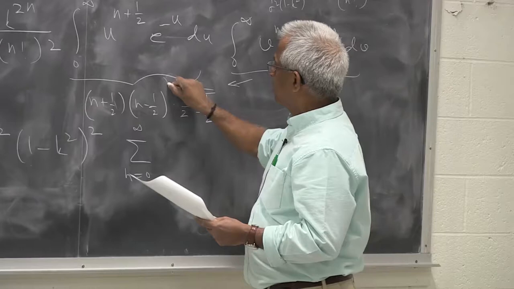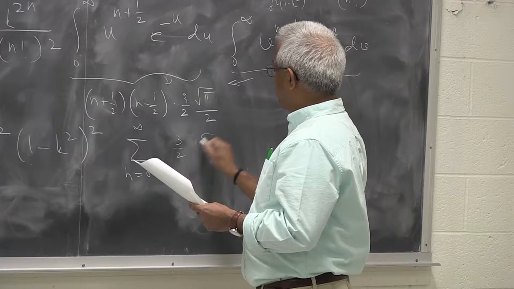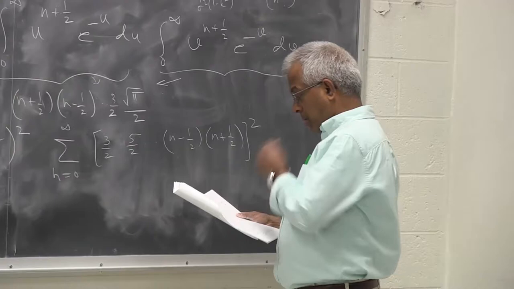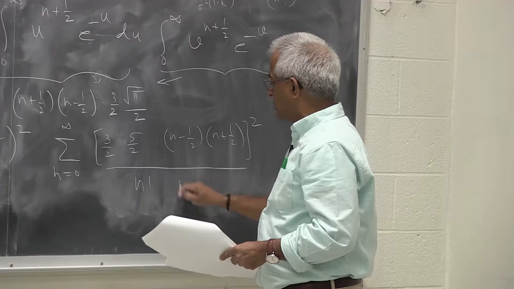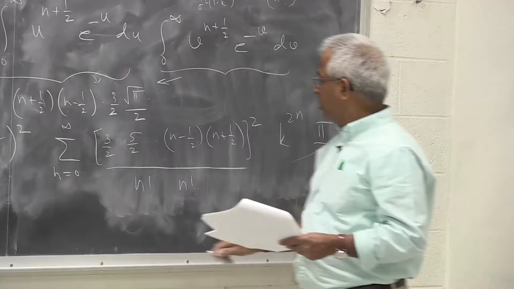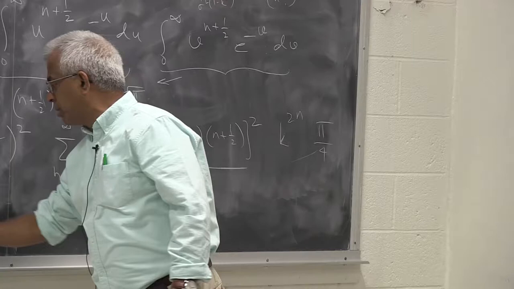So this will be 3 by 2, then 5 by 2, etc., up to n minus half multiplied by n plus half, this thing squared. Then you have the n factorial 2 times. Then you have k to the power 2n. Then you have pi by 4. But this whole thing, so pi by 4 multiplies as pi by 2 sigma squared 1 minus k squared, the whole squared.